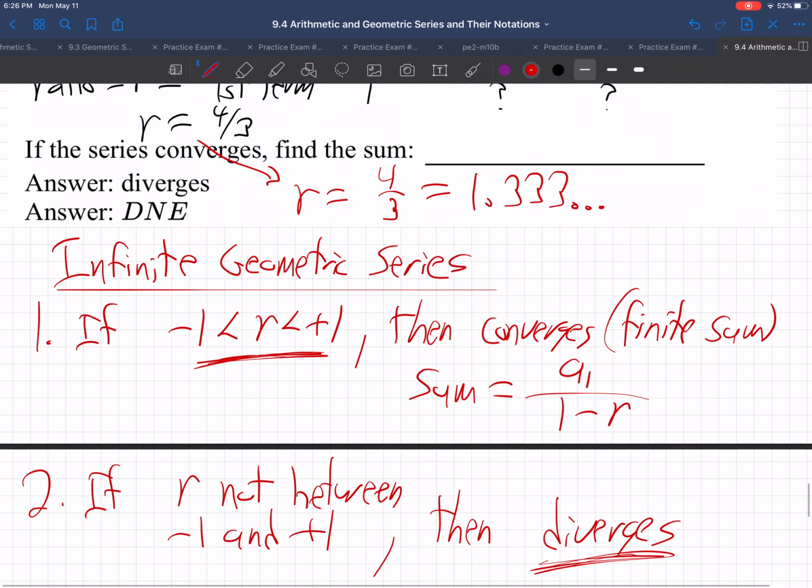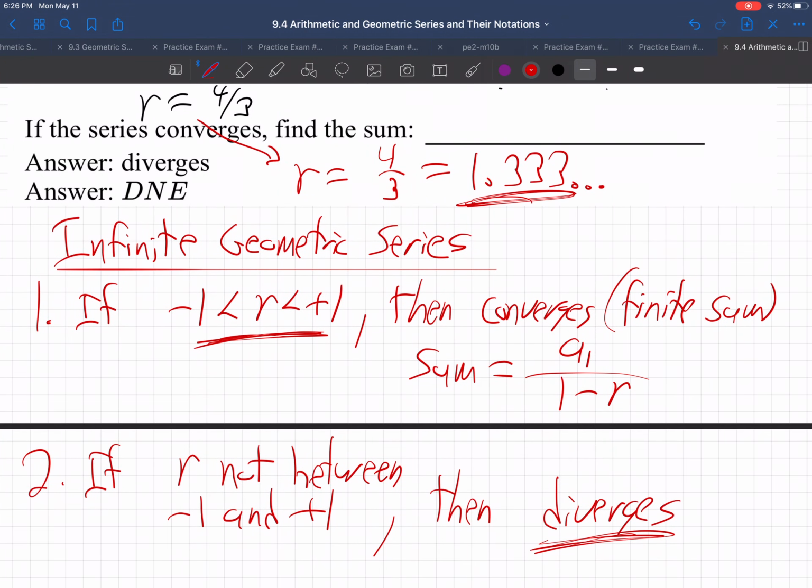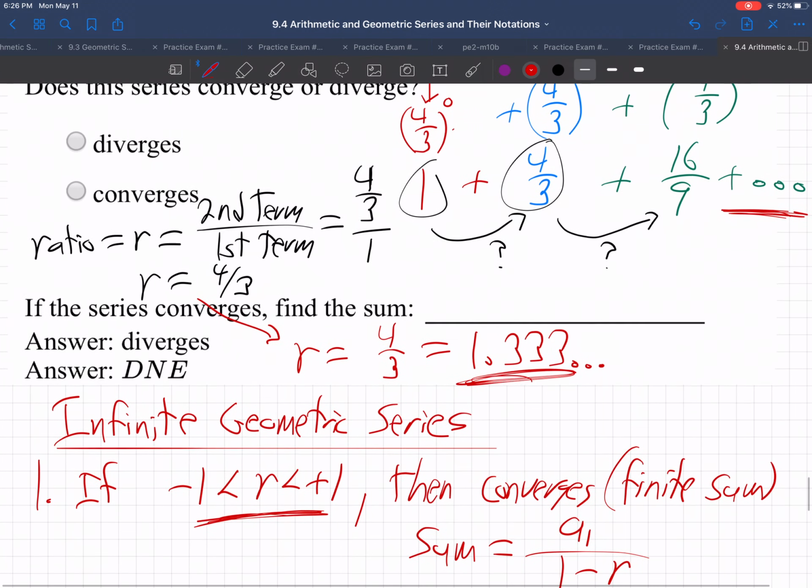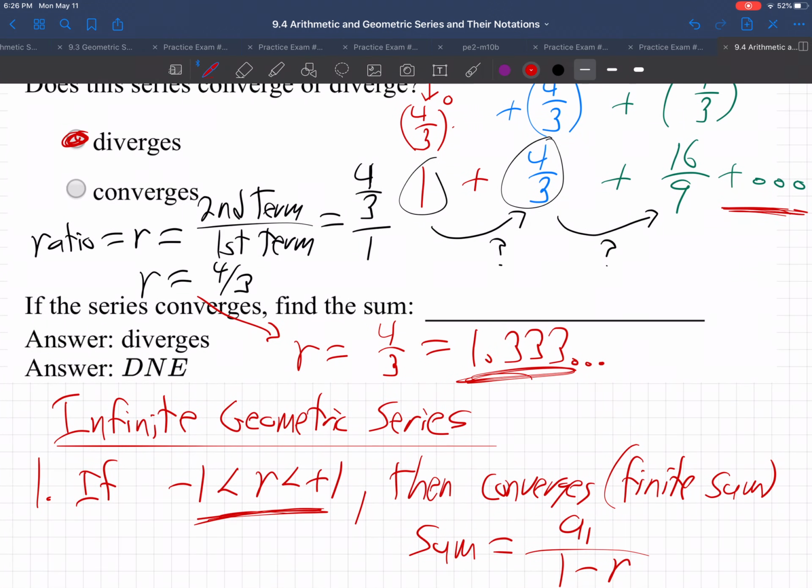So, and that's our case, right? 1.333, that's not between -1 and +1. So that's why we say ours diverges. These numbers get too big. They're getting bigger and bigger. If you add up numbers that are getting bigger and bigger forever, you're going to infinity. You're not going to add up to a finite sum.